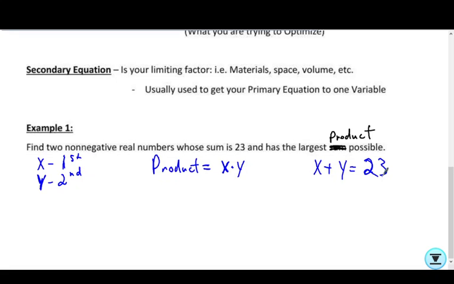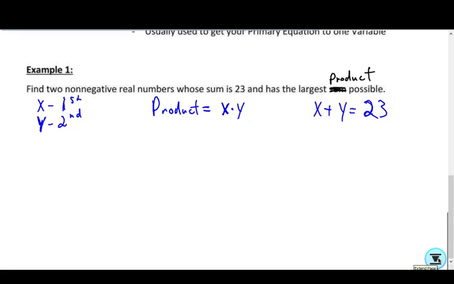Okay, so I'm trying to maximize my product. So basically, I'm going to take the derivative of it. But since I have two variables, what we're going to do is use our secondary equation, this sum equation, to actually get our primary equation into terms of one variable. Okay, so I'm going to solve for y, which is what we normally do. So y is 23 minus x, which makes sense because whatever I pick for x, y will be 23 minus that. Okay, so if I say, hey, x is 10, that means y is 13.